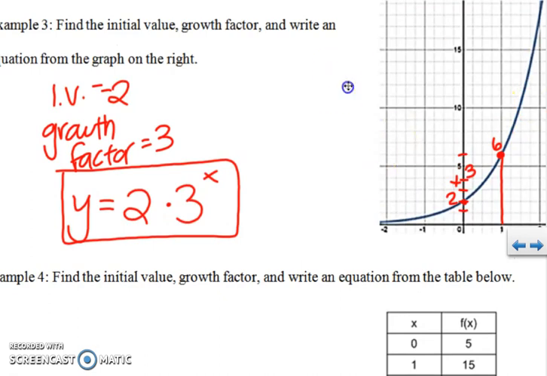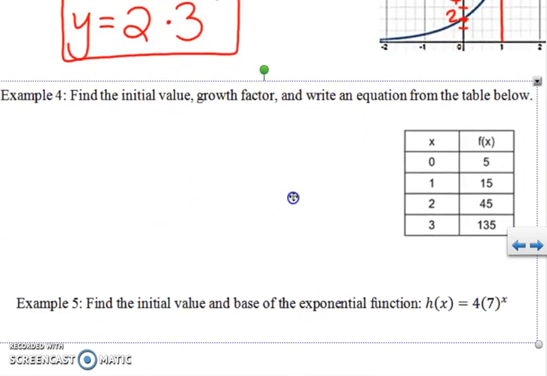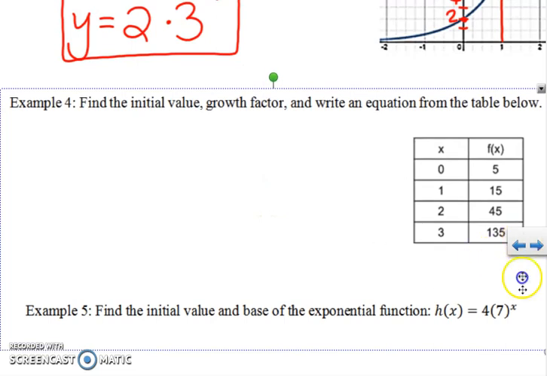Again, the initial value is probably the easiest thing to see. It's where it crosses the y-intercept. To see how much it's increasing by, go over 1, find the point, and then ask yourself, how can you multiply to get that number? All right. Example 4, I need to write the equation from a table.